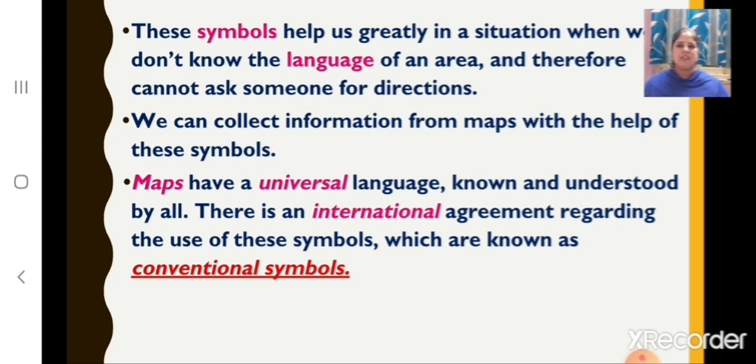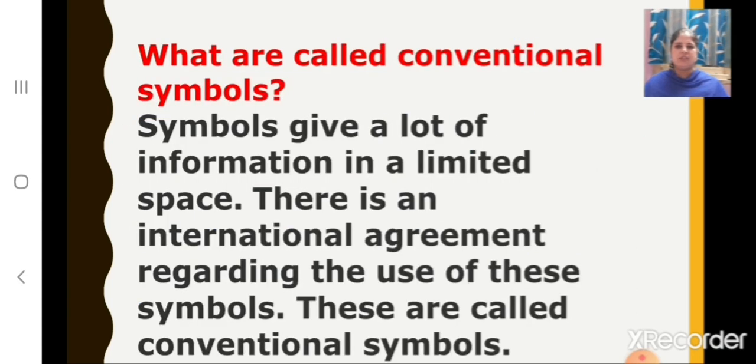And maps have a universal language, that is, they are known and understood by all. There is an international agreement regarding the use of these symbols, which are known as conventional symbols. Children, what are conventional symbols? Symbols give a lot of information in a limited space, and there is an international agreement regarding the use of these symbols. These are called conventional symbols.